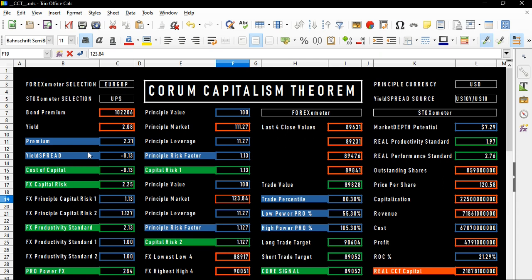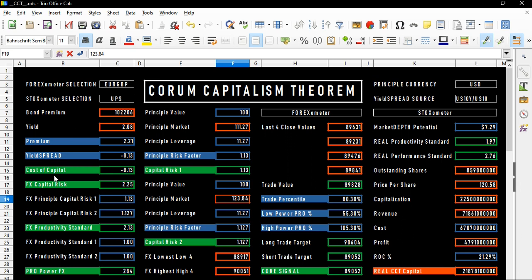For example, I have the premium and the yield spread. Okay, so I know what the premium and the yield spread is, and I go over all of this in the Quorum Capitalism Theorem seminar. It's a 2-hour seminar. You get Forexometer, STOXometer, the CIS-CCT Pro Calculator, this TradeFOCUS spreadsheet, all right? And you also get the CIS-CCT indicator for the capital performance, which is a real capital cost, in that seminar. It's a 2-hour seminar, and I go over some of these principles.